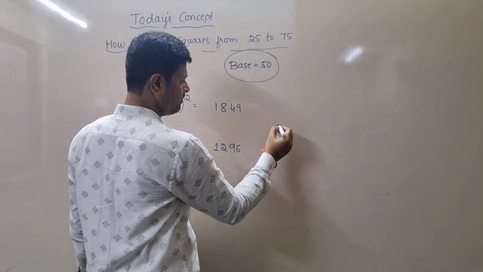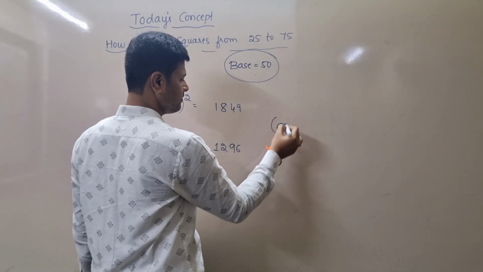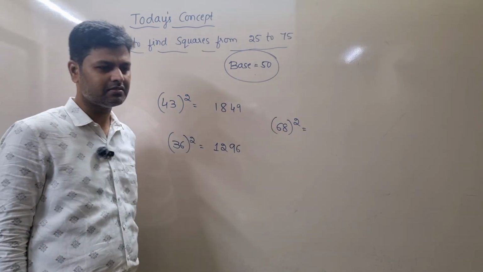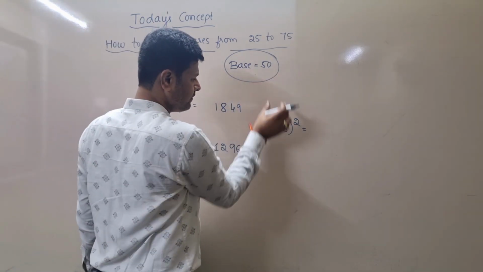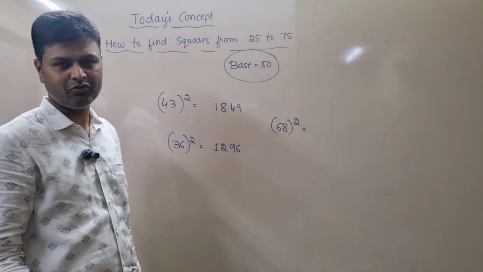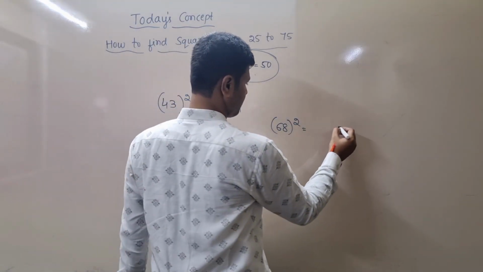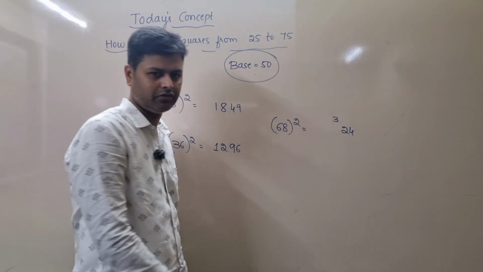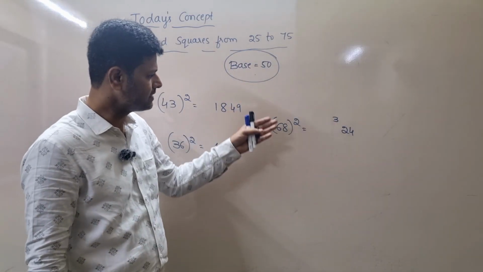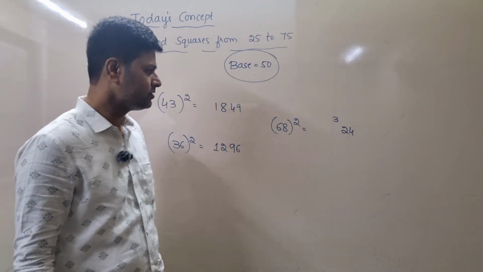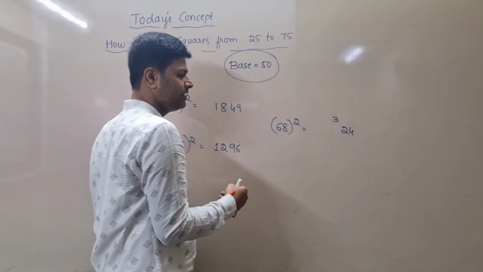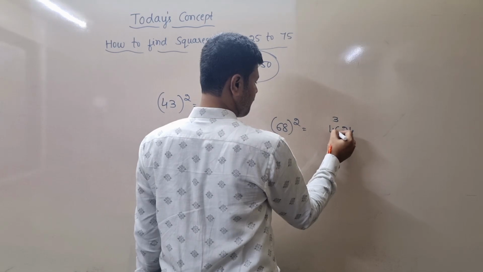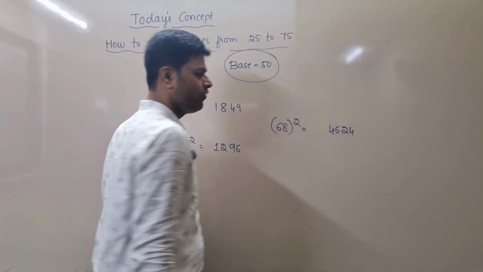Next, if I am talking about 68 square, compared to 50, 68 is 18 more. So 18 square is 324. But our condition is only 2 digits, so the remaining 3 will be carried forward. Now compared to 50, 68 is 18 more, so that 18 you add to 25. So 25 plus 18 is 43, plus 3. So it will be 46.